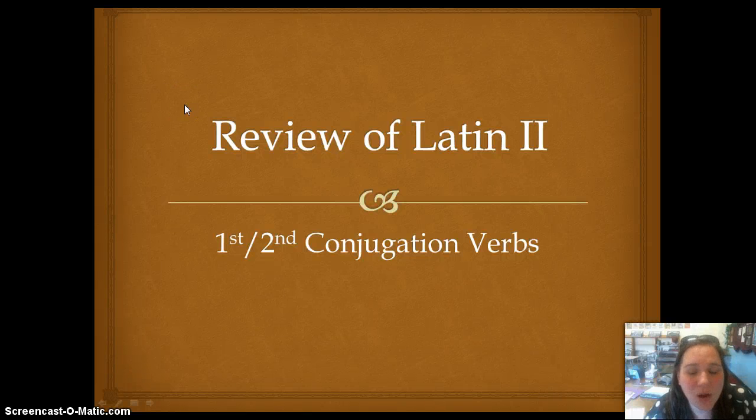Salvete discipuli. Okay, so we are starting our review of Latin 2 to work up to our new material here in Latin 3. So the first thing we're going to review are verbs, and more specifically, to take this in smaller chunks, we're going to review first and second conjugation verbs, okay?